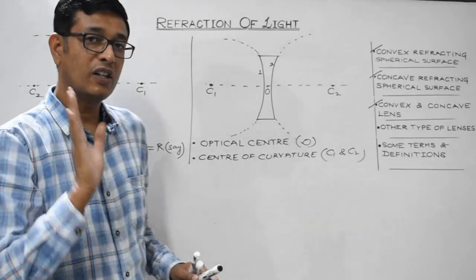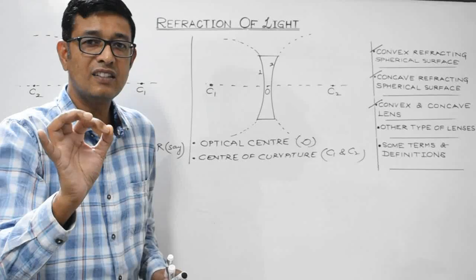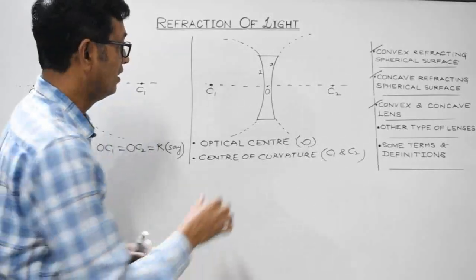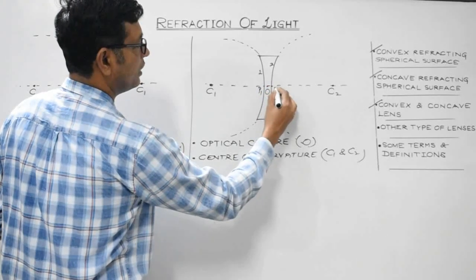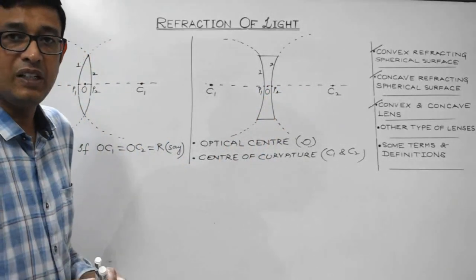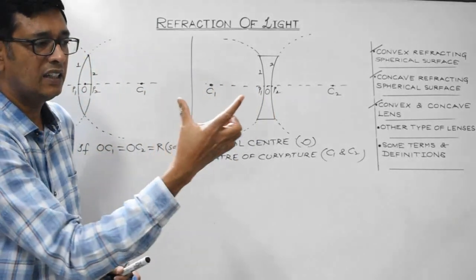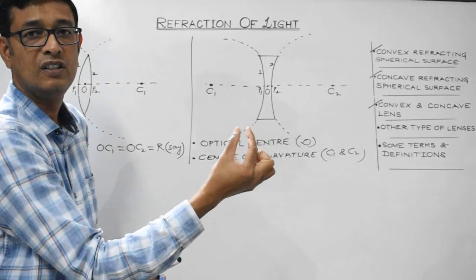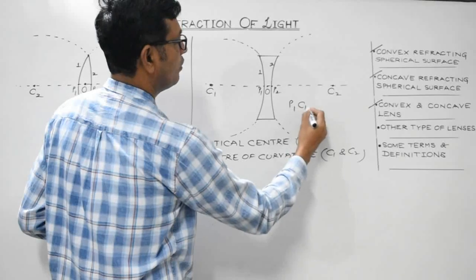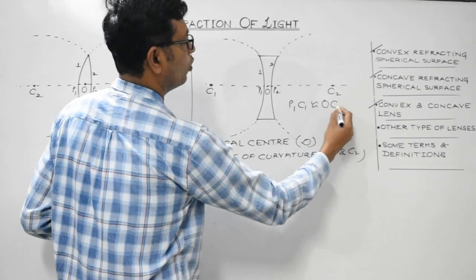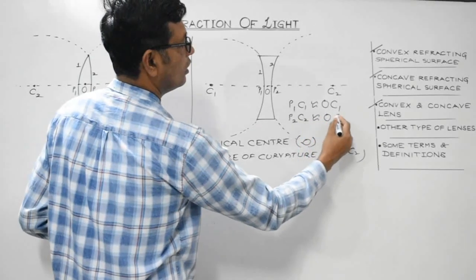Now students, radius of curvature. In order to define radius of curvature, first we need to understand the assumption. The lens is considered to be very thin. Suppose this is P1 and this point is P2. The lens is very thin means the points P1, O, P2 are lying infinitesimally close to each other. So distance P1C1 may be approximately written as OC1. Distance P2C2 may be approximately written as OC2.